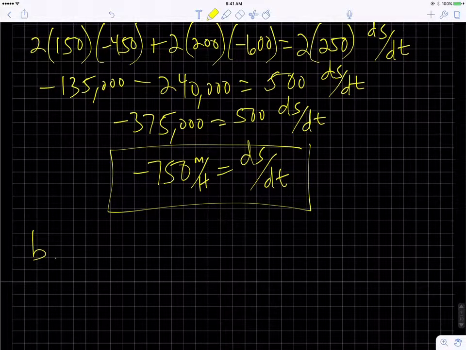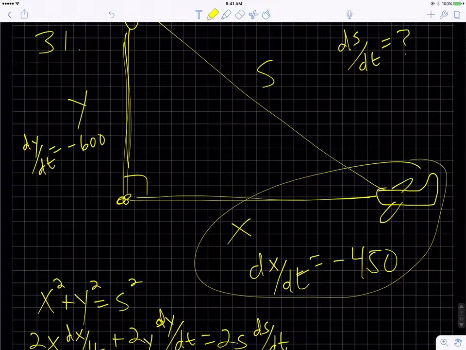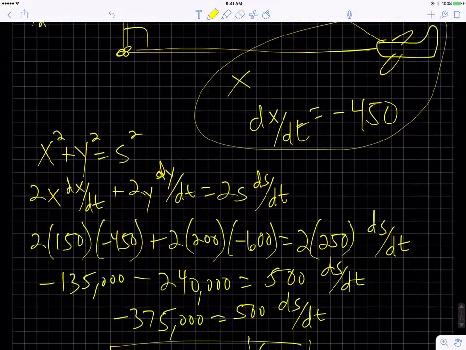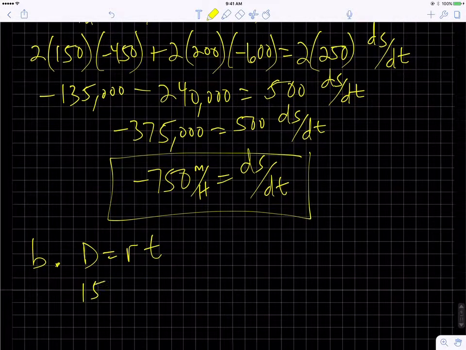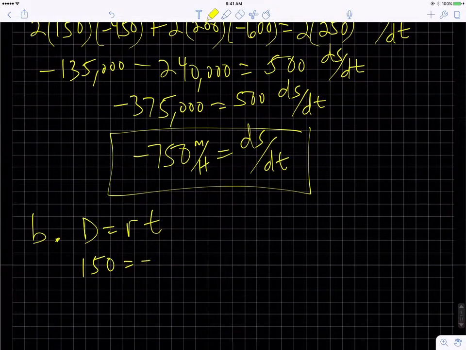So part B says, how much time does the air traffic controller have to get one of the planes on a different path? So we need time. So we know that distance equals rate times time. And we're looking for time. So you can pick any one of these planes and use their distance and their rate until they get to that point. So I'll use this guy here. He's at a distance of 150 miles. He's traveling at a rate of 450 miles per hour. How much time does the air traffic controller have?